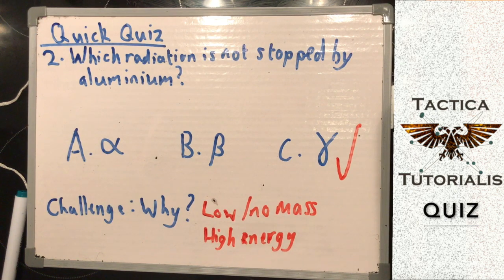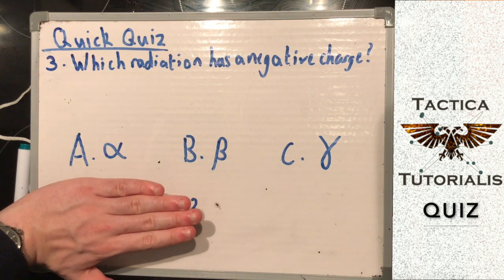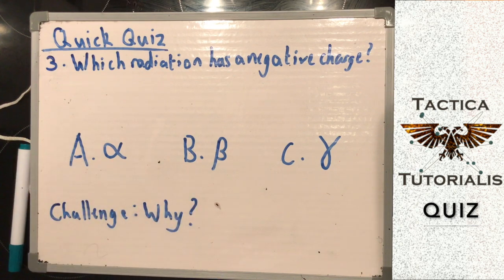Right, question 3. Which type of radiation has a negative charge? There is no challenge question here, so you can ignore this. Which radiation has a negative charge? Well, actually, there is a challenge for it as to why, so yeah, I'll leave that in.